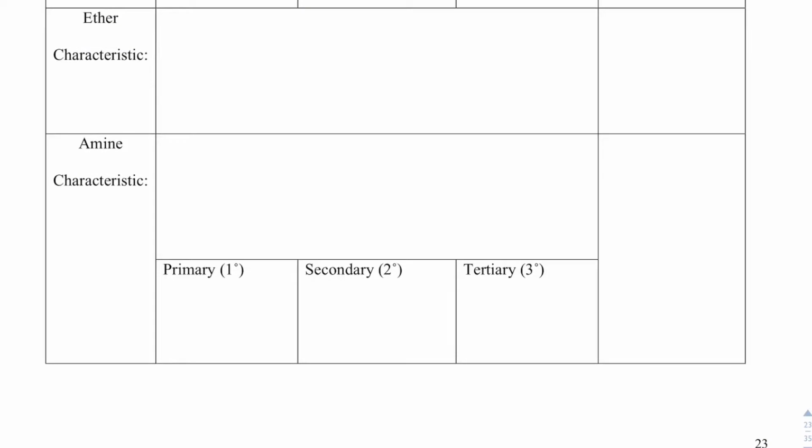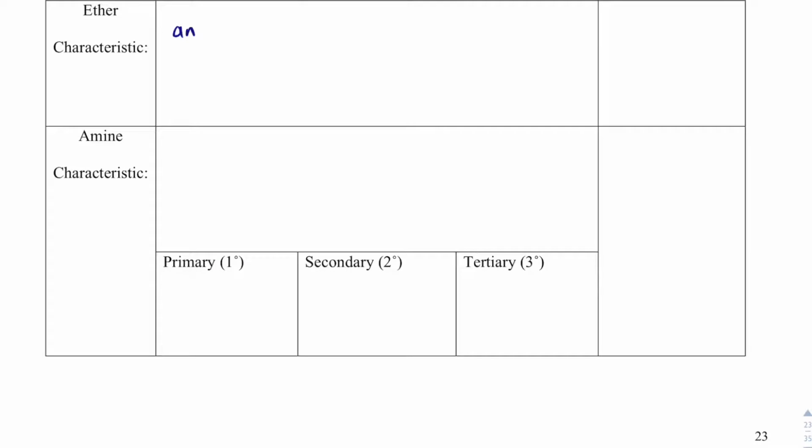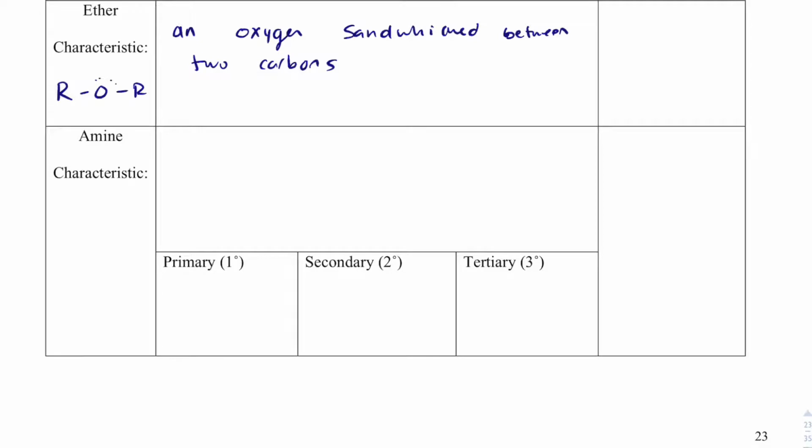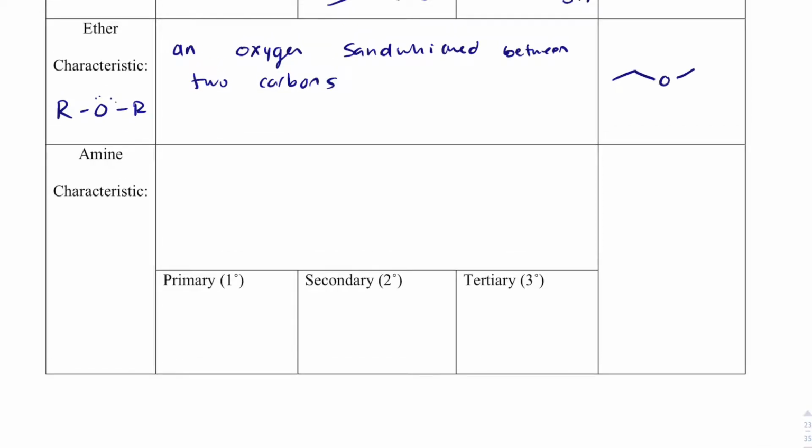Okay, ethers. Ethers are commonly anesthetics, and this is going to be an oxygen sandwiched between 2 carbons. And so I'm going to say some R group, some carbon group, oxygen, and then some R group. Okay, so we might get something like this with 6 carbons.